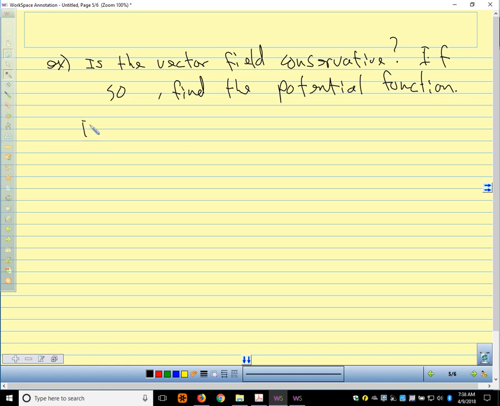And I'm going to say f of x, y in the plane is 3x squared y i hat plus 2x cubed y j hat. This would be a relatively complicated vector field to visualize. So I'm going to say M is 3x squared y, and N is 2x to the third. This should be a y squared.